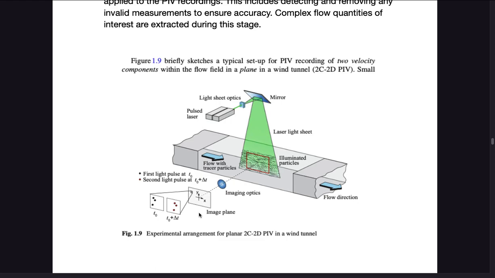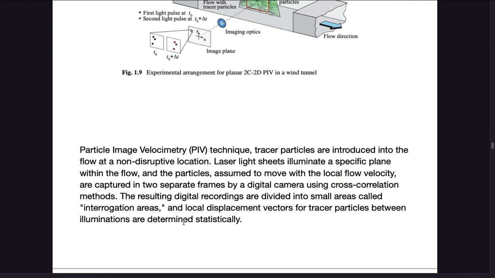captured through the camera. In particle image velocimetry techniques, tracer particles are introduced in the flow at a non-disruptive location. Non-disruptive location पे इसको introduce किया जाता है. Laser light sheets illuminate a specific plane within the flow, and the particles are assumed to move with the local flow velocity. यहाँ पे क्या assume किया जाता है, जो tracer particle है वो जो local fluid होगा उसके साथ बिना उसे disturb किए हुए flow हो रही है.